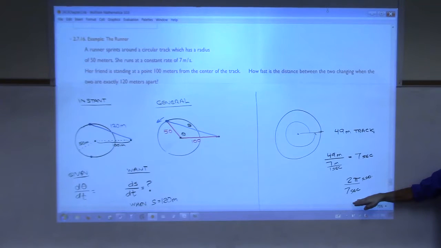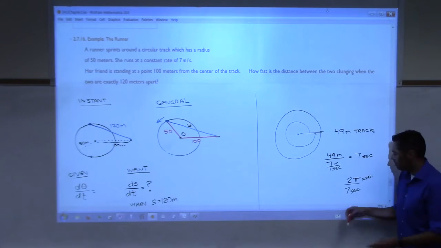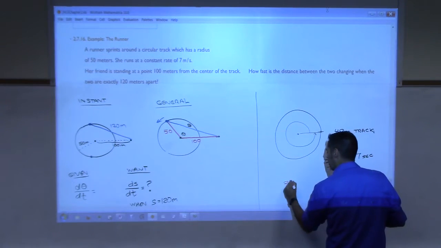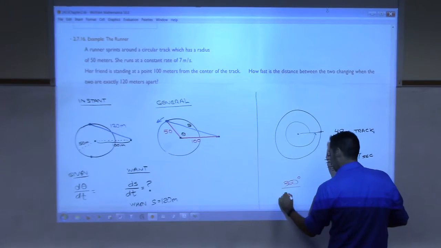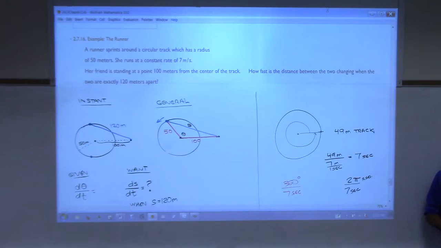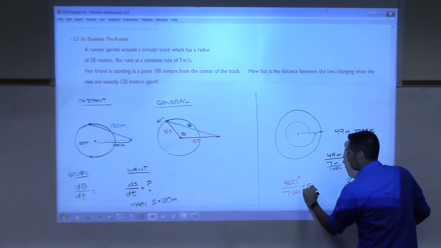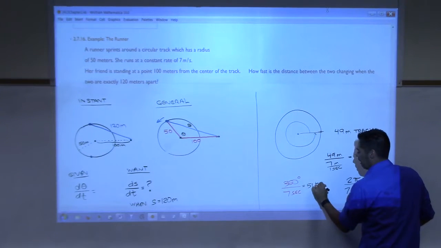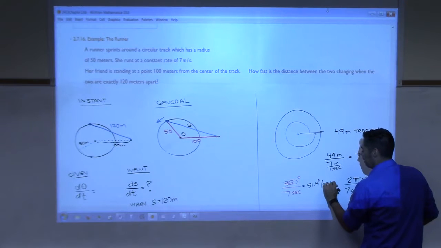Yes? Now, we're not going to use degrees, but sometimes it's a little easier. Someone on their calculator real quick, do 360 divided by 7. 360 divided by 7? 51.4? Okay, degrees per second.